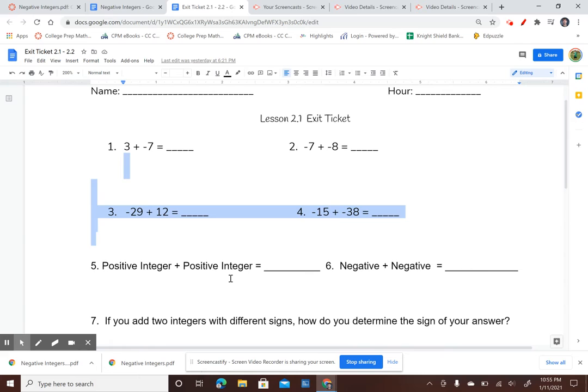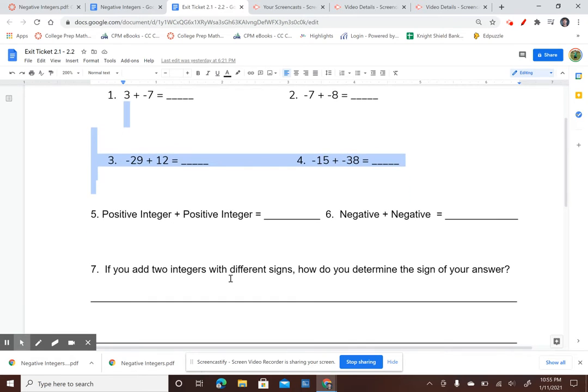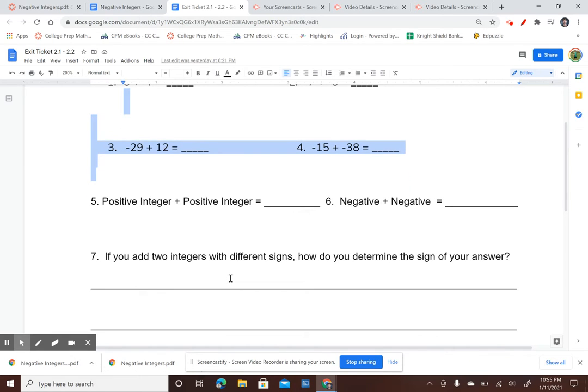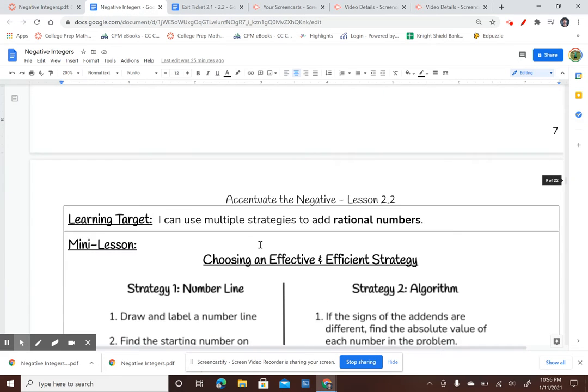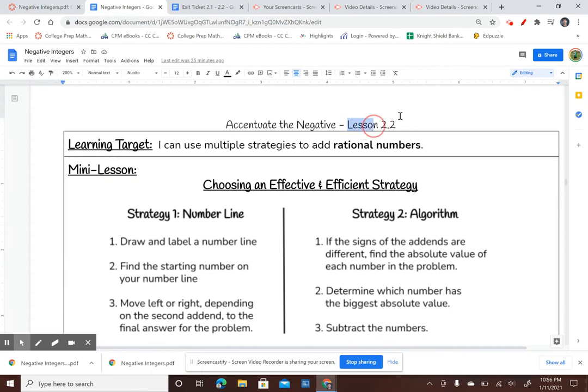6, asking about if you have two positive numbers or two negative numbers, what your outcome is going to be. And then finally, question 7, if you add two integers with different signs, how do you determine the sign of your answer? So once you complete the lesson 2.1 exit ticket, you're going to move on to the next part of the lesson, which is right here. Lesson 2.2, I can use multiple strategies to add rational numbers.